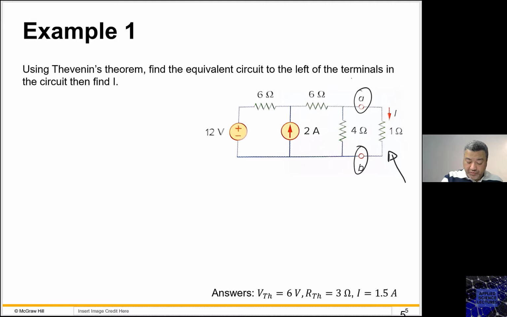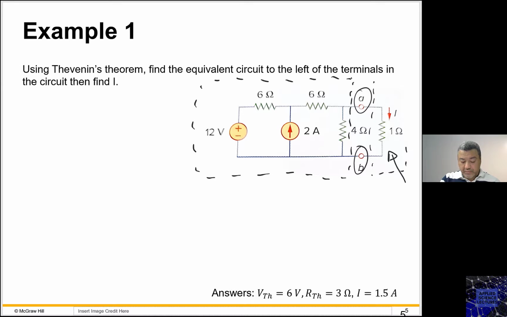If I am to put the circuit in this box, so you can see now what I mean. So this is the load. And this is my linear two-terminal circuit, okay? So I need to apply Thevenin's theorem to find the equivalent circuit and then find the current I.